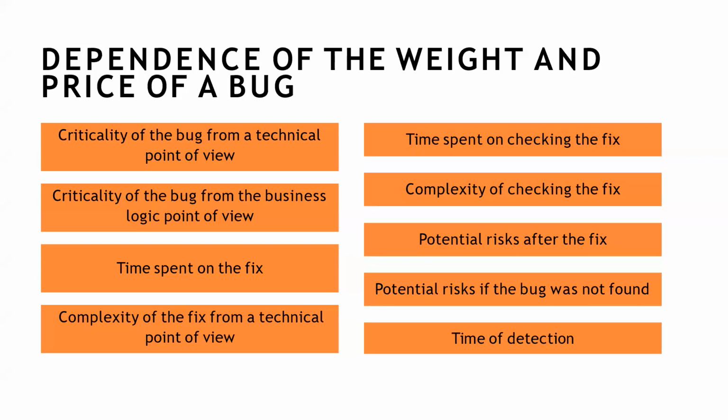Each bug has its own weight, which depends on many factors. This includes criticality of the bug from a technical point of view, from the business logic point of view, time spent on the fix, complexity of the fix from a technical point of view, time spent on checking the fix, complexity of checking the fix, potential risks after the fix, potential risks if the bug was not found, and time of detection.